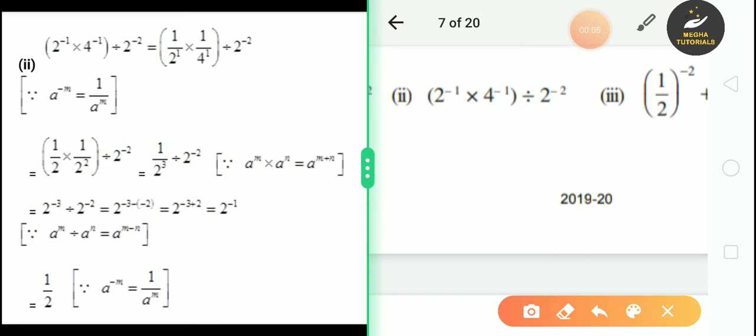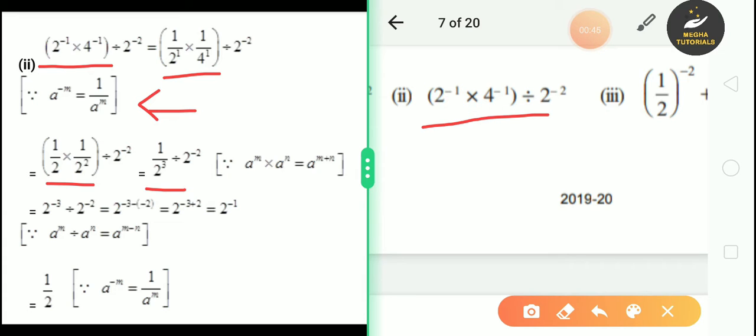Question 2, 2 raised to minus 1 into 4 raised to minus 1 divided by 2 raised to minus 2. So in bracket 2 raised to minus 1 into 4 raised to minus 1, we can apply law a raised to minus m is equal to 1 upon a raised to m. So we will get 1 upon 2 raised to 1 into 1 upon 4 raised to 1 divided by 2 raised to minus 2. So 1 upon 2 into 1 upon 2 square divided by 2 raised to minus 2. So 2 into 2 raised to 2, it means we can add the power, so we will get 1 upon 2 cube divided by 2 raised to minus 2.